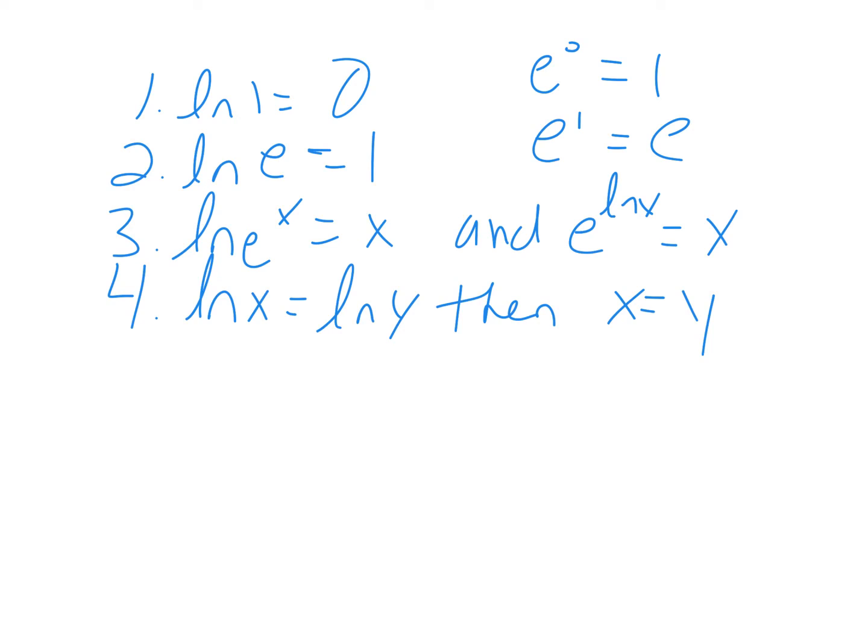Let's do one quick example. Let's say we have ln of e to the power of 12. What's it equal to? Well, if you look at rule number 3, we know it's going to be equal to 12. Anytime we have ln of e, wherever that exponent is, that's your answer.